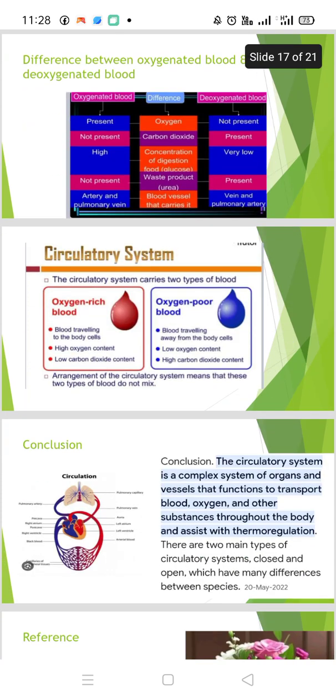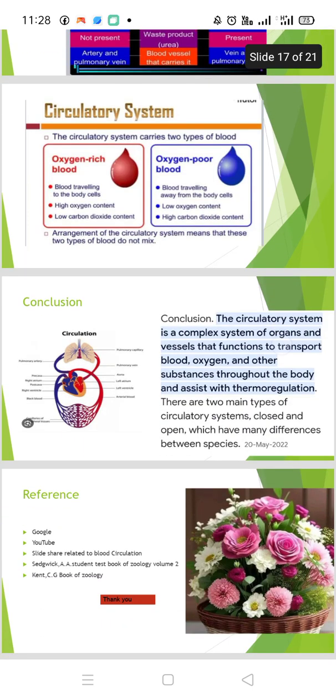Circulatory system. The circulatory system carries two types of blood, oxygen rich blood and oxygen poor blood. Blood traveling to the body cells has high oxygen content, low carbon dioxide content. Blood traveling away from the body cells has low oxygen content, high carbon dioxide content. The arrangement of the circulatory system means that these two types of blood do not mix.